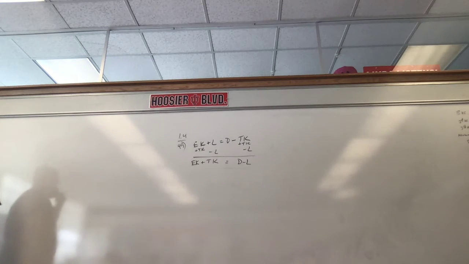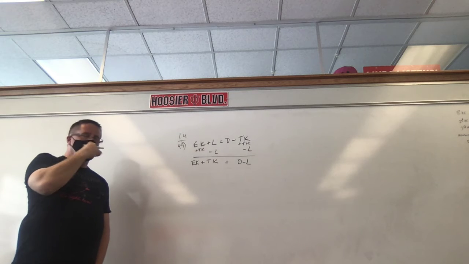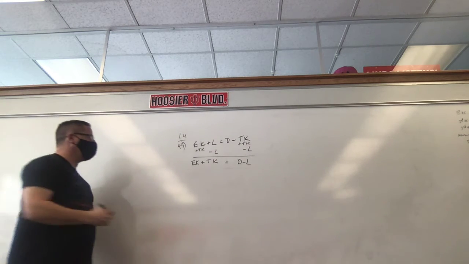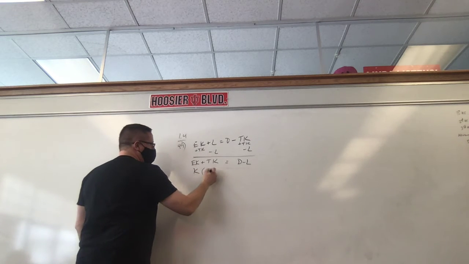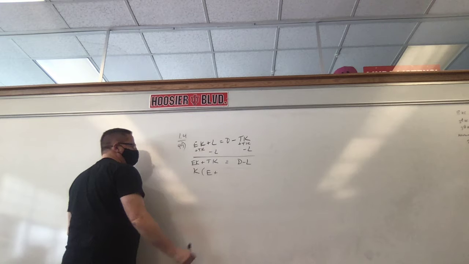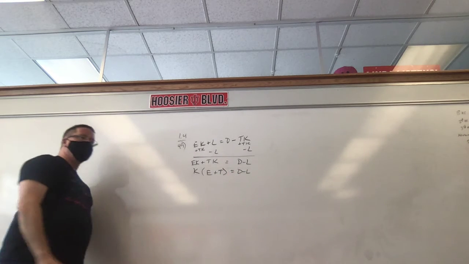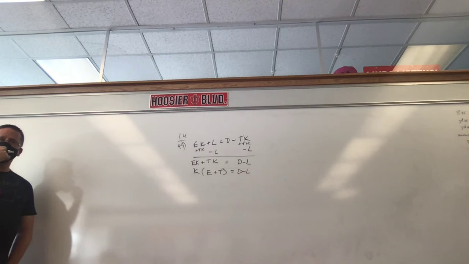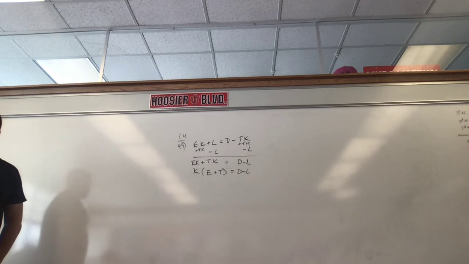All right. So now what are we going to do? It's never a bad idea to factor. How can I factor this? Pull a K out. K times what is EK? E. Plus K times what is TK? T. It's D minus L. We got one last step. How do I get K by itself now? What do parentheses mean? Times. So what do we do? Divide. Divide by what? E.